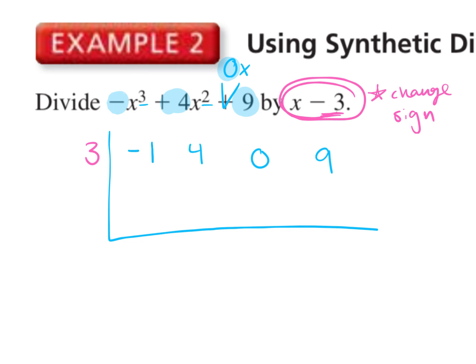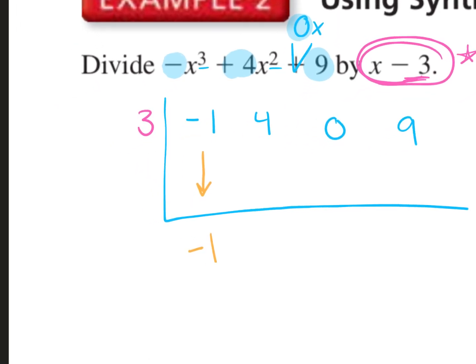Now our first step. We just set it up. First step in actually solving this out, doing the math: we drop down the first number inside the box. So we bring that -1 to the outside. Now with numbers on the outside, we multiply. I'm going to multiply this number each time I put a number on the outside. So what's 3 times -1? -3. That number is going to go in the next spot here.